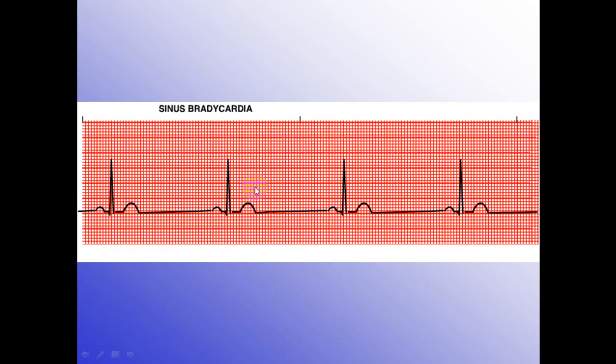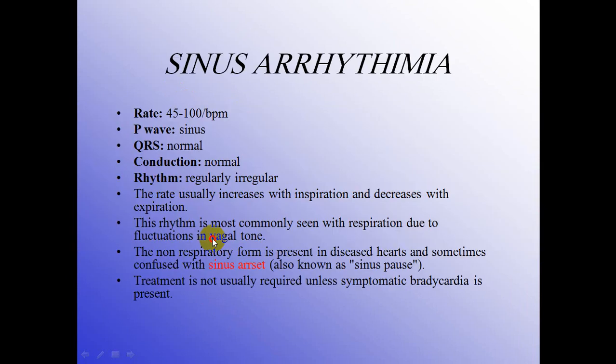Look at this, about 30 to 35 beats per minute. P wave, QRS complex, normal P wave, normal PR interval, regular equidistance between R waves, so it is sinus, but the rate is below 60, so it's sinus bradycardia.